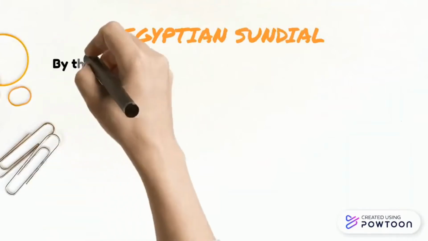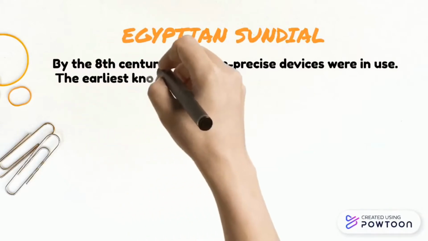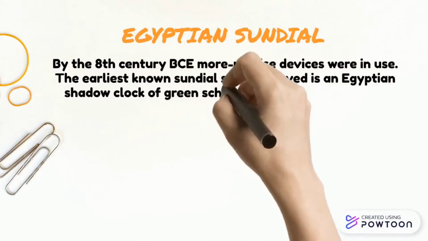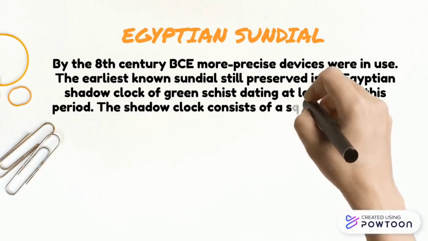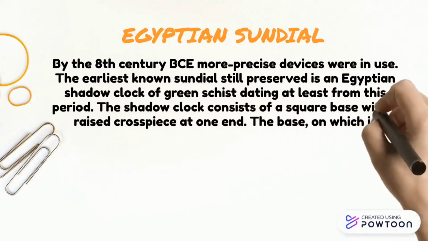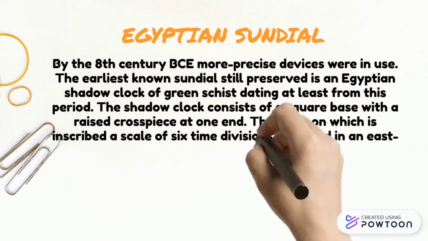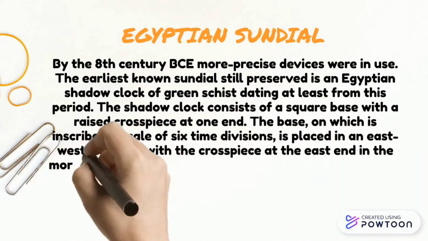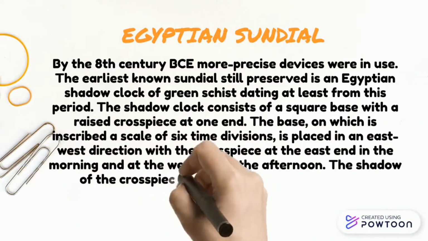By the 8th century BC, more precise devices were in use. The earliest known sundial still preserved is an Egyptian shadow clock of princes, dating at least from this period. The shadow clock consists of a straight base with a raised crosspiece at one end. The base, on which is inscribed a scale of 6 time divisions, is placed in an east-west direction, with the crosspiece at the east end in the morning and at the west end in the afternoon. The shadow of the crosspiece of this base indicates the time.